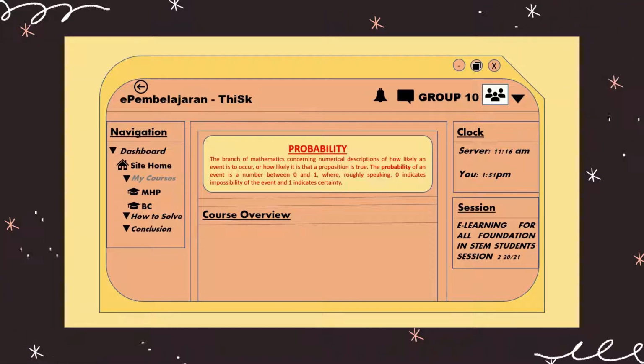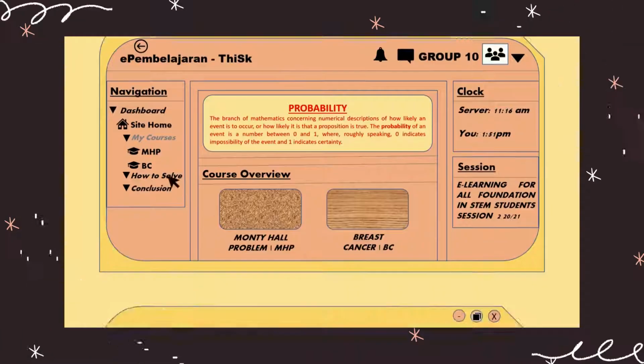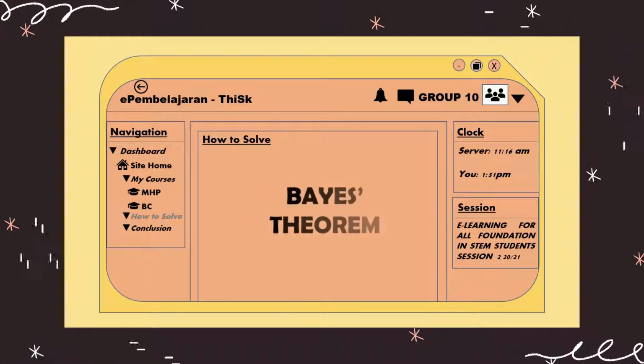There are two situations we are going to show in this video. The first one is the Monty Hall problem and the second one is breast cancer possibility. How to solve? We're going to use Bayes' theorem. Bayes' theorem is the base for something called Bayesian inference that really changed how we think about probability.